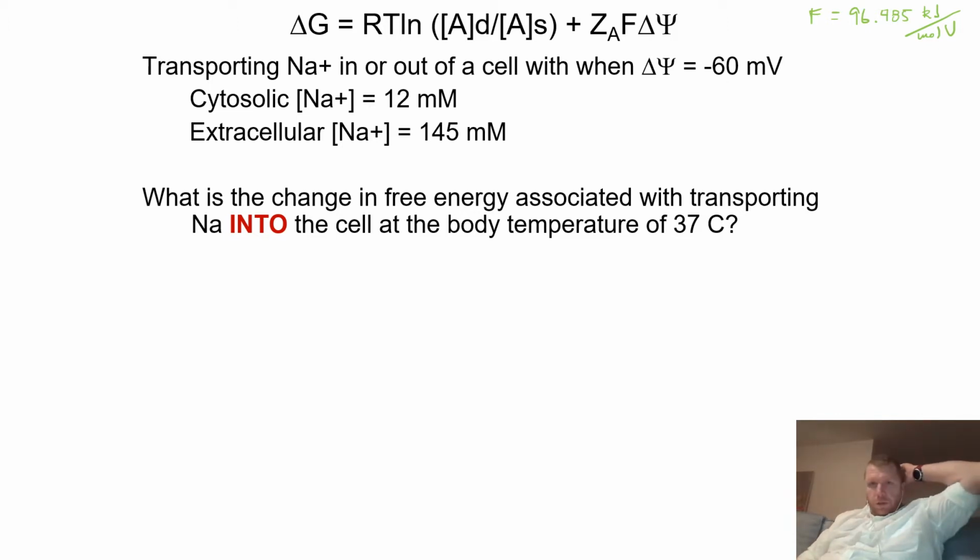Okay, what I'm talking about with this problem is I'm transporting sodium ions in or out of a cell when my delta psi is equal to negative 60 millivolts. Well, one thing that I do need to reconcile is my units here. This is in millivolts, and this is in volts. So I'm going to convert from millivolts to volts, which would give me negative 0.06 volts.